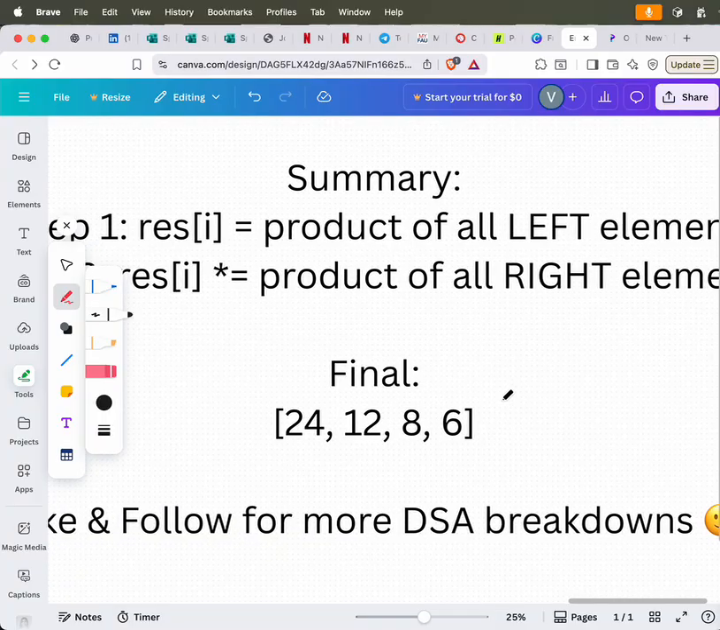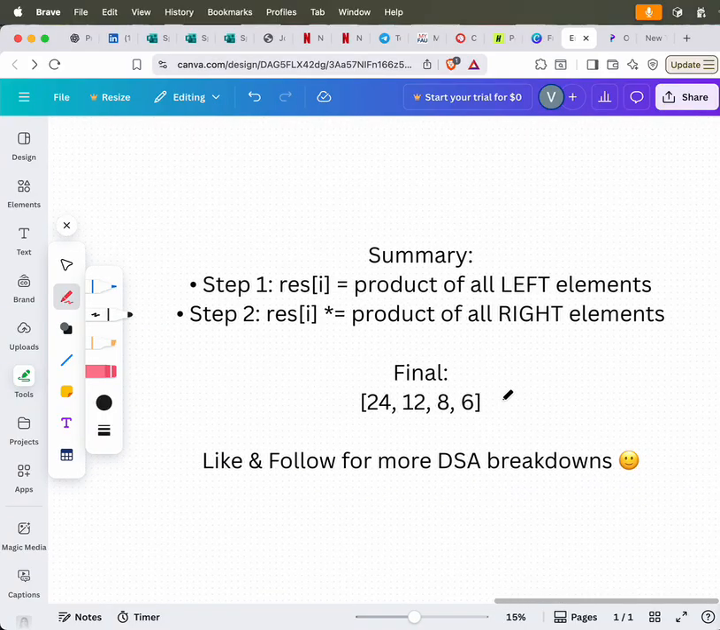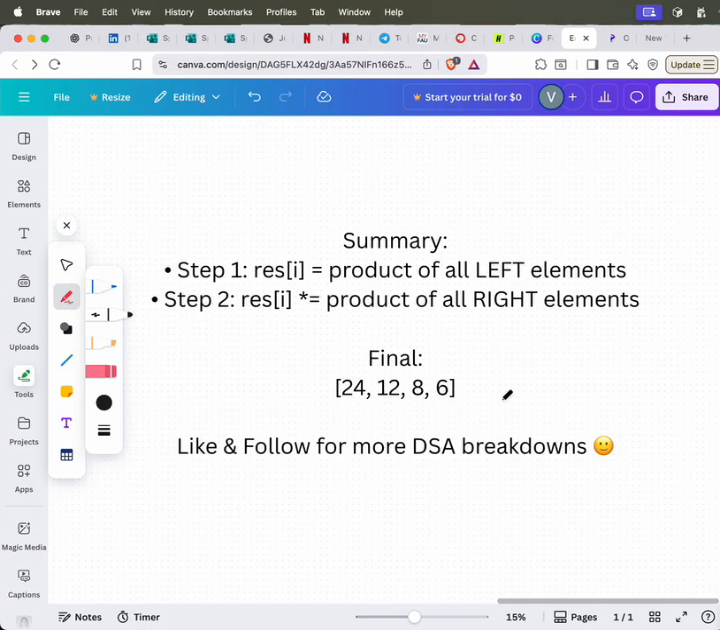So in the summary of this, I know this video is pretty long, but step one, res of I becomes the product of all elements to the left of I. Step two, we multiply by the product of all the elements to the right of I using one variable, suffix.